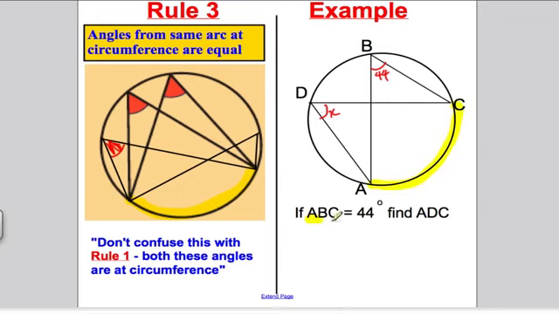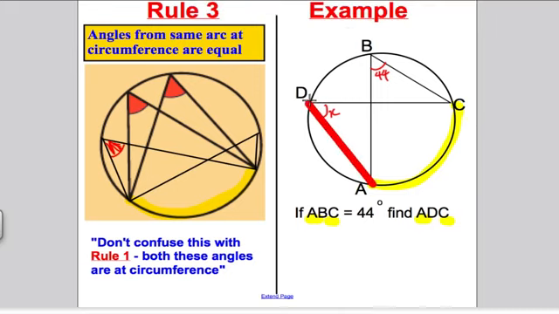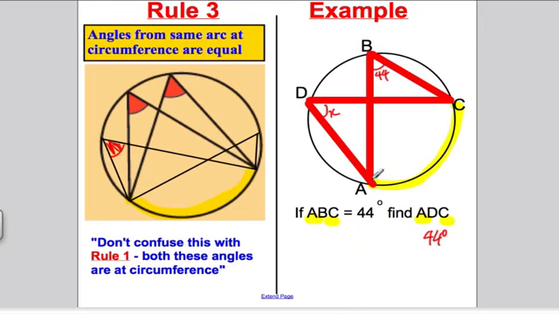Because we've got an A and a C and an A and a C, our arc is AC. So, drawing out lines from here just to show you, that is coming from that arc, and also the 44 is coming from that arc. So X must equal 44. So the angle we're trying to find must also equal 44 because angles from the same arc at the circumference are equal.